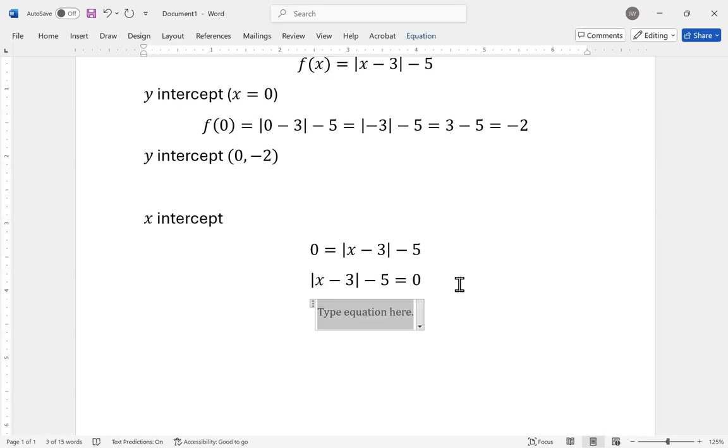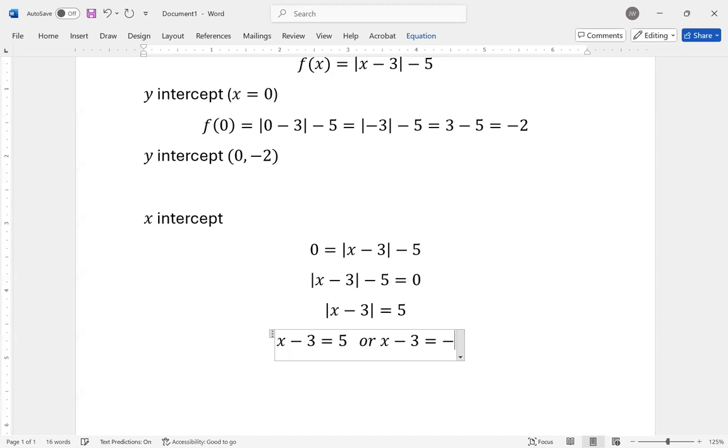To solve, what we would do is add 5 to both sides. That would give absolute value of x minus 3 is equal to 5. Now I have two different equations. Either x minus 3 is equal to 5 or x minus 3 is equal to -5. Solving each of these, I'd have to add 3 to both sides. That would give me x is equal to 8 or x is equal to -2.